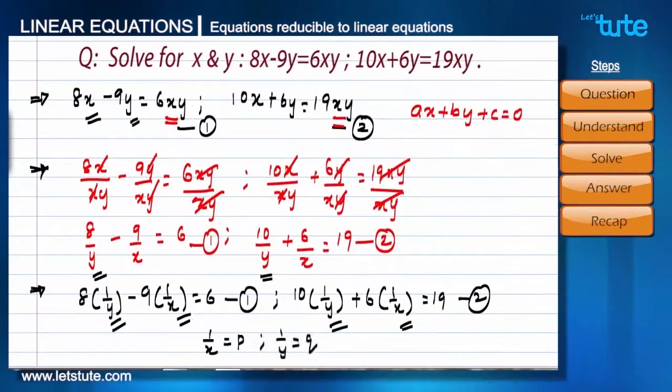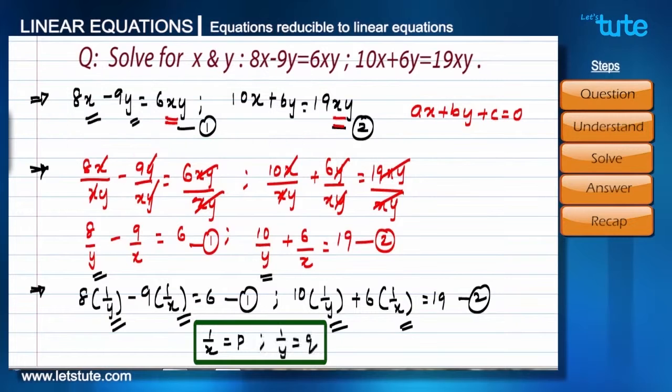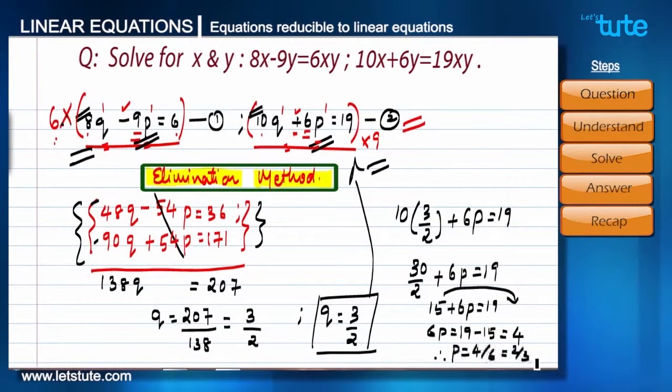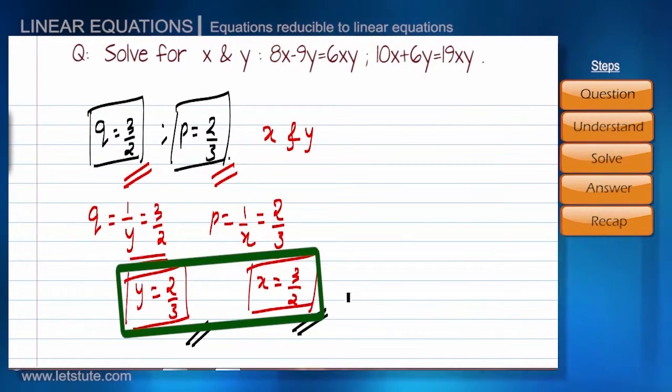So in this session, equations were given in x and y, but they were not linear. So we have converted them into p and q, they become linear, and we have solved them with whatever options we had in methods. So we have selected the elimination method, and by that we got values for p and q, and from them we got x and y.